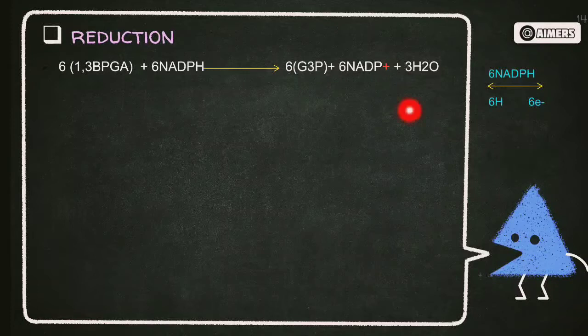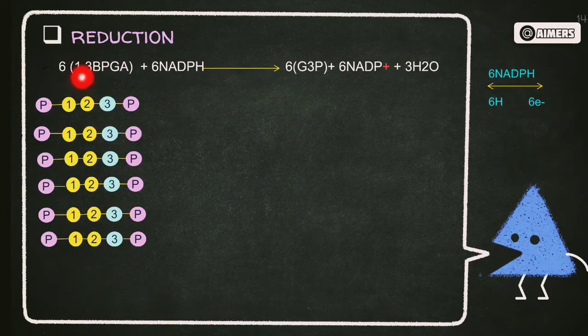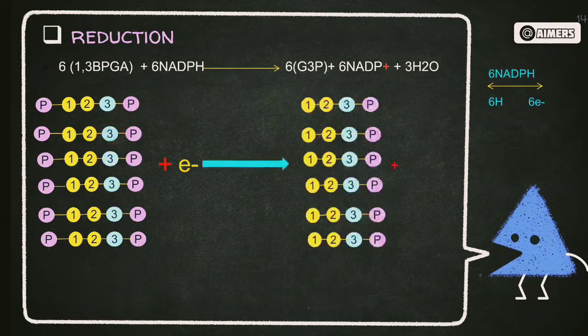So see here we have 6 NADPH over here which were formed in the light reactions. These 6 NADPH donate 6 hydrogen and 6 electrons. Got it? So what happens is that this is the structure of 1,3-bisphosphoglycerate. Carbon number 1 and carbon number 3 contain 2 phosphates, and these are the 6 molecules. And then the electrons from the NADPH add to the 1,3-bisphosphoglycerate. Okay, and the product over here is glyceraldehyde 3-phosphate. So the addition of electrons is called reduction. So this 1,3-bisphosphoglyceric acid basically undergoes reduction to make glyceraldehyde 3-phosphate.